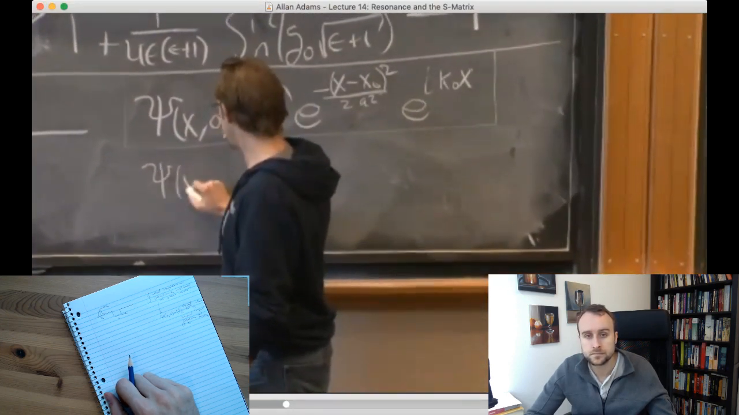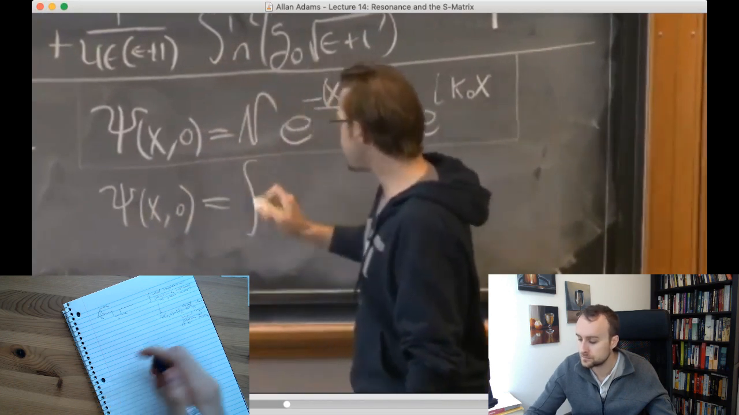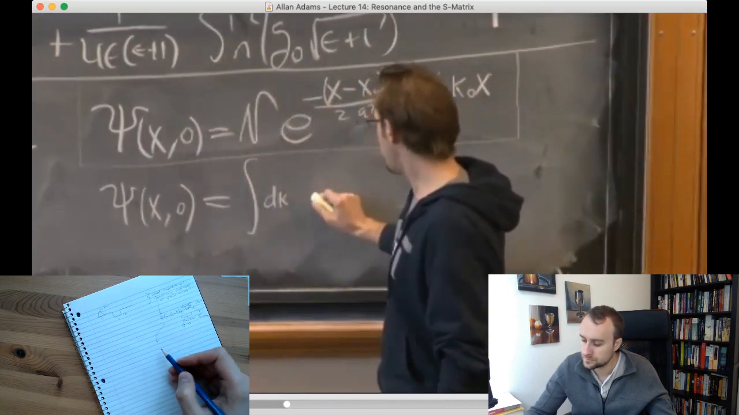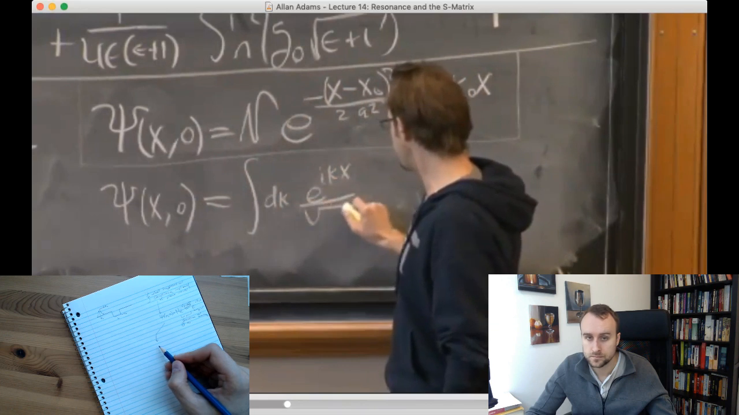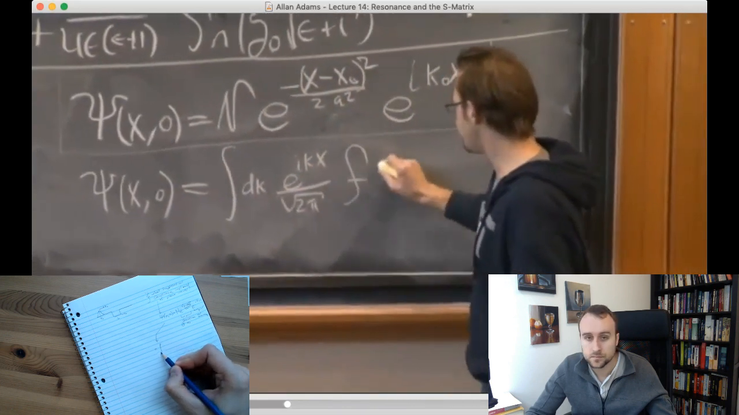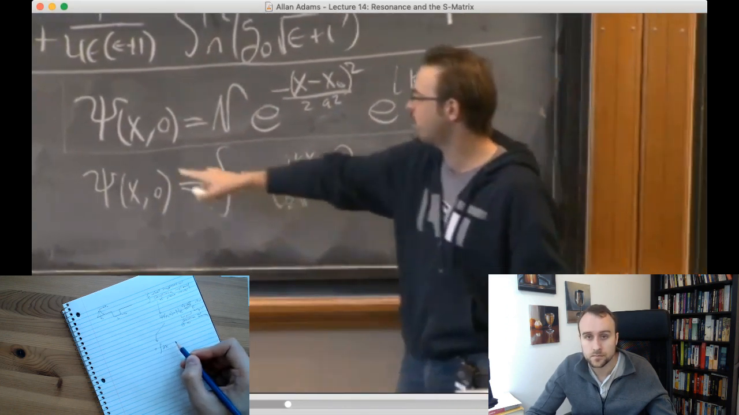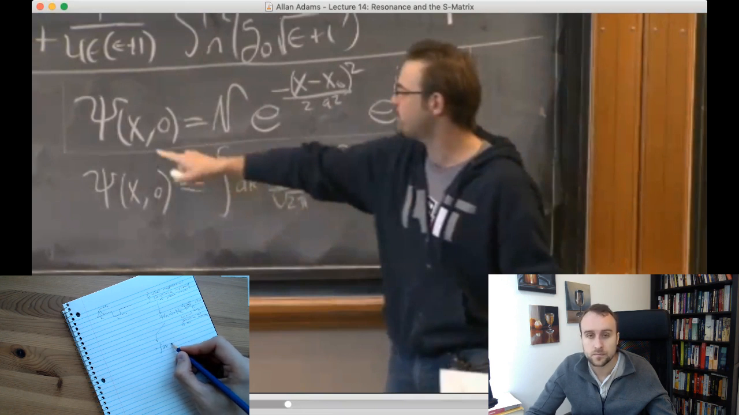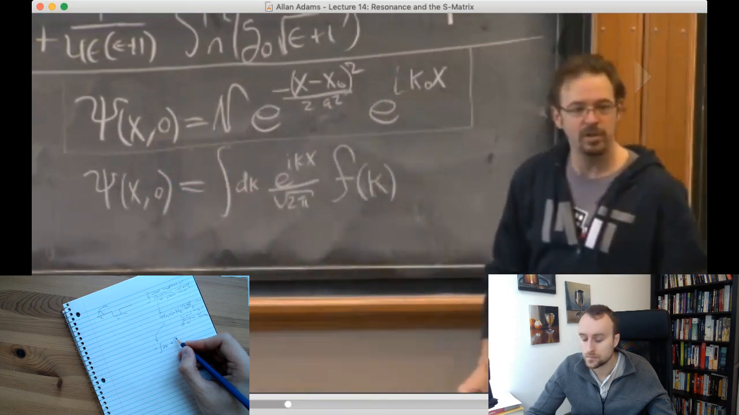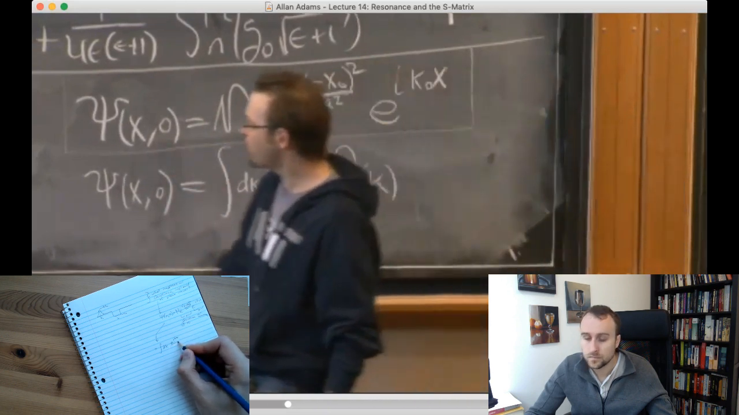To evolve in time, we first expanded in energy eigenstates. So psi of x at time 0 is equal to, well, the energy eigenstates in this case are plane waves, the integral dk e to the ikx over root 2 pi times some coefficients, f of k, the expansion coefficients. But these are just the Fourier transform of our initial Gaussian wave packet. And we know what the form of f of k is.